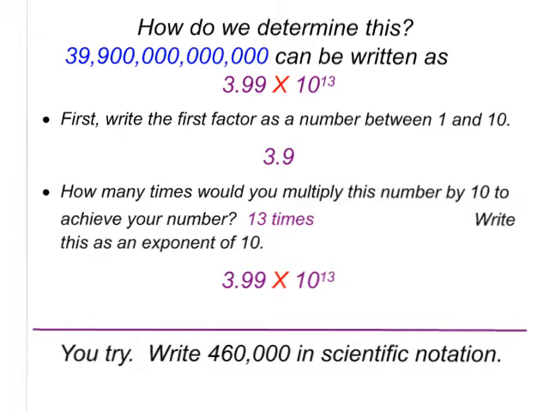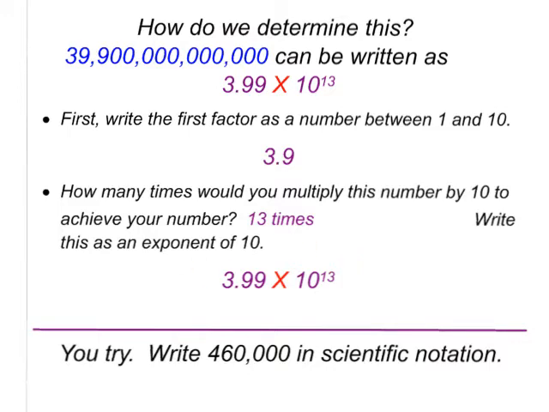How many times would you multiply this number by 10 to achieve your number? We would multiply it by 10 13 times. And then we can write that as our exponent of 10. So we can say 3.99 times 10 to the 13th. That means we're going to multiply by 10 13 times. If we do that, we get this number. This is just a much easier way to think about it and to write it.